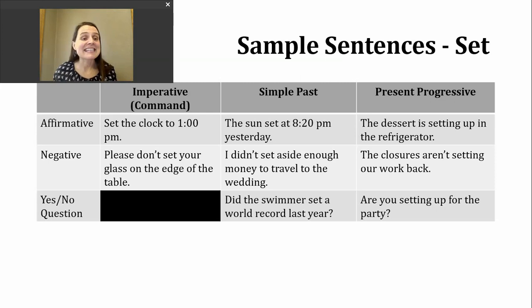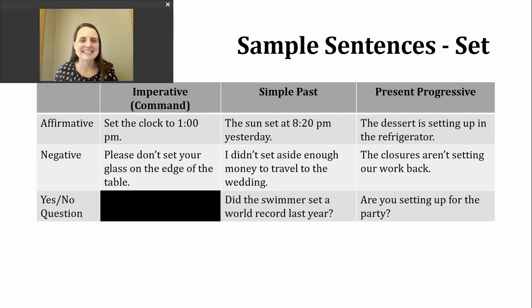If we want to make the negative with the imperative, we're going to use don't and then the base verb. Please don't set your glass on the edge of the table. Okay, that goes back to that first meaning with set, putting something or placing something in a particular location. Okay? There is no question form of the imperative, so we're going to skip that.